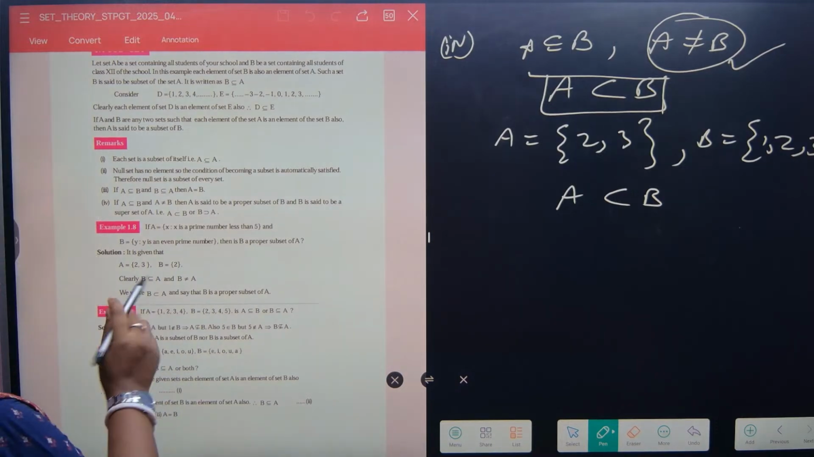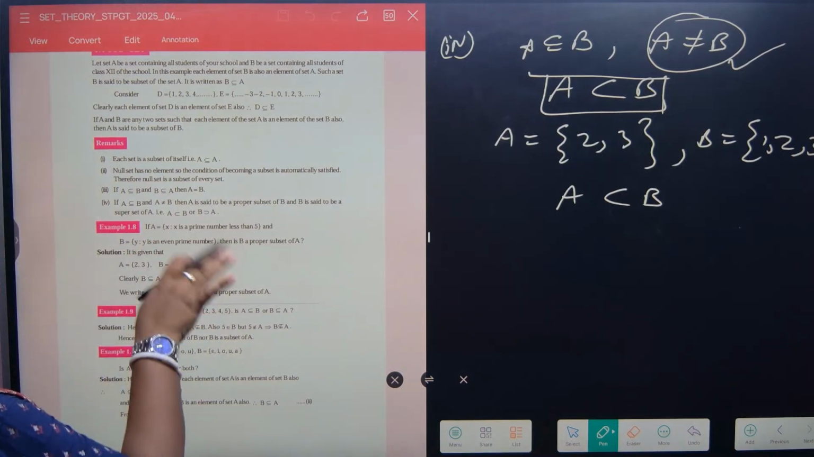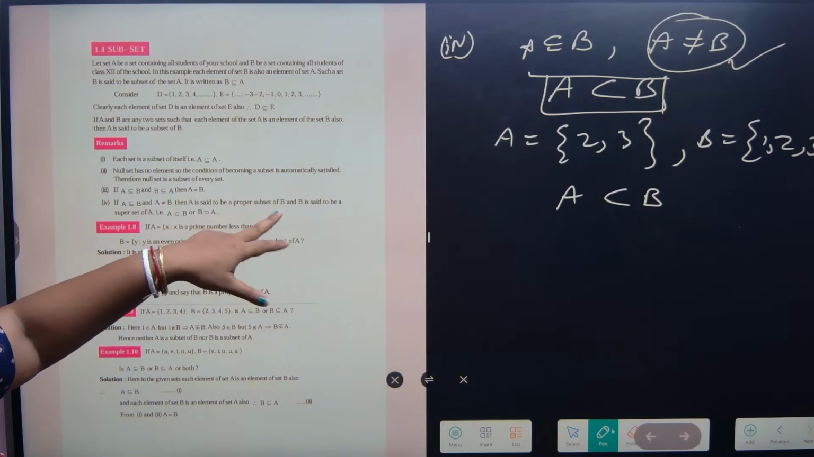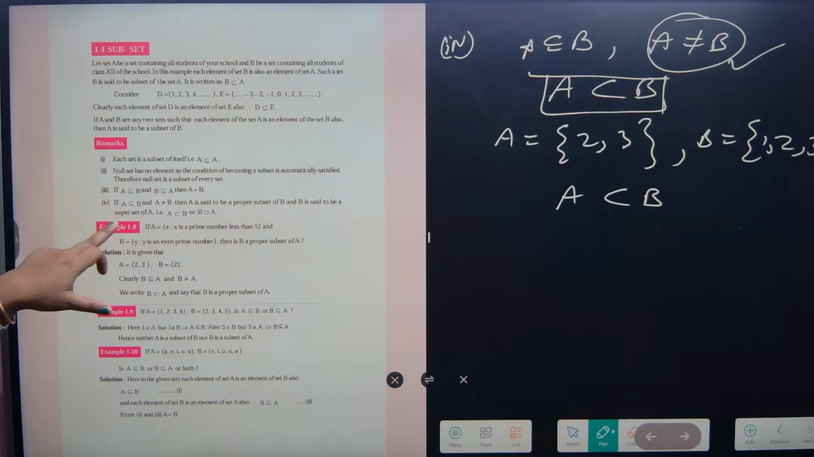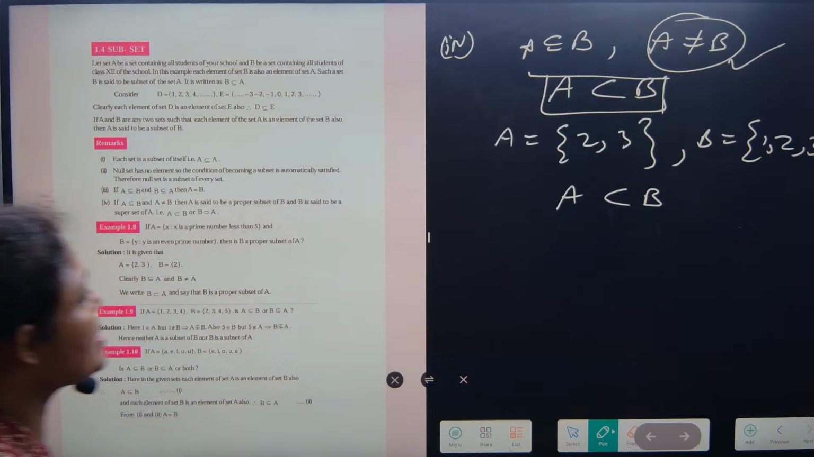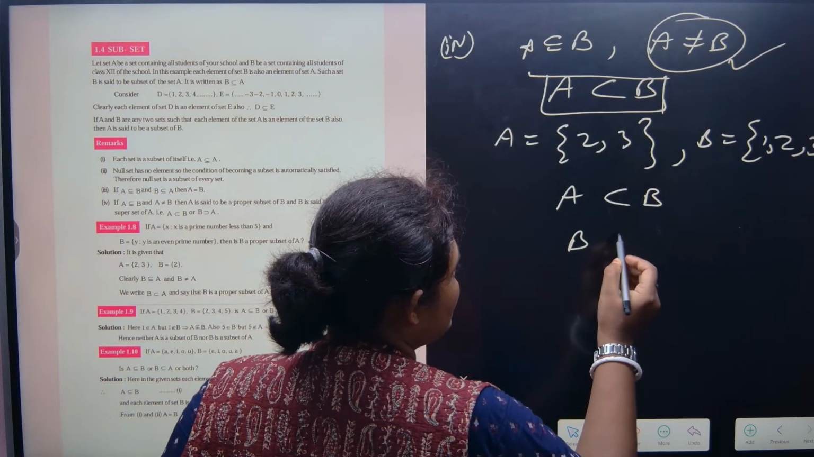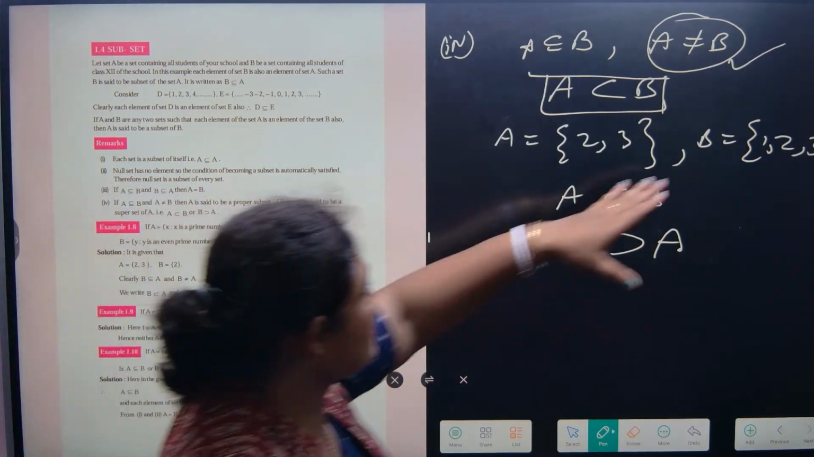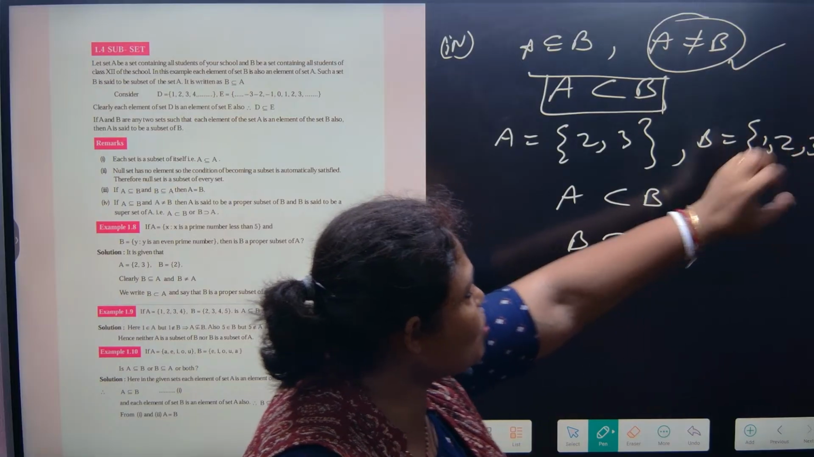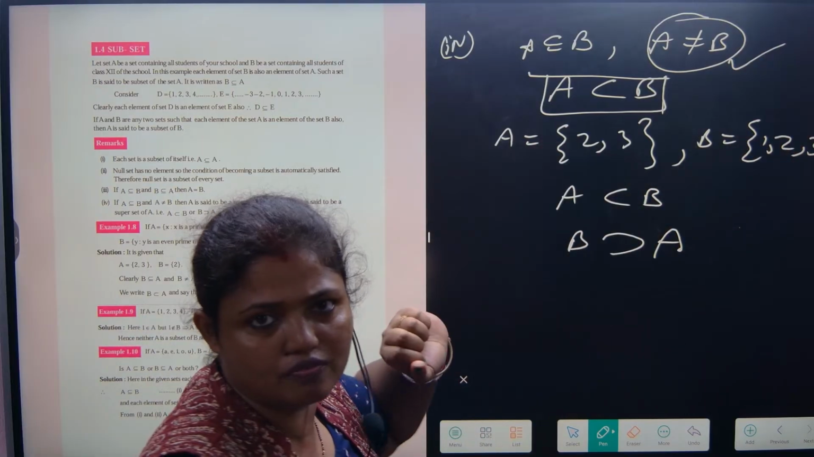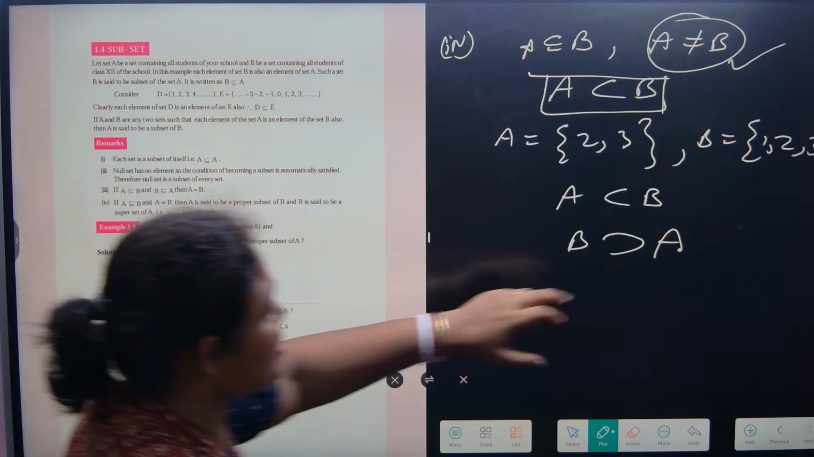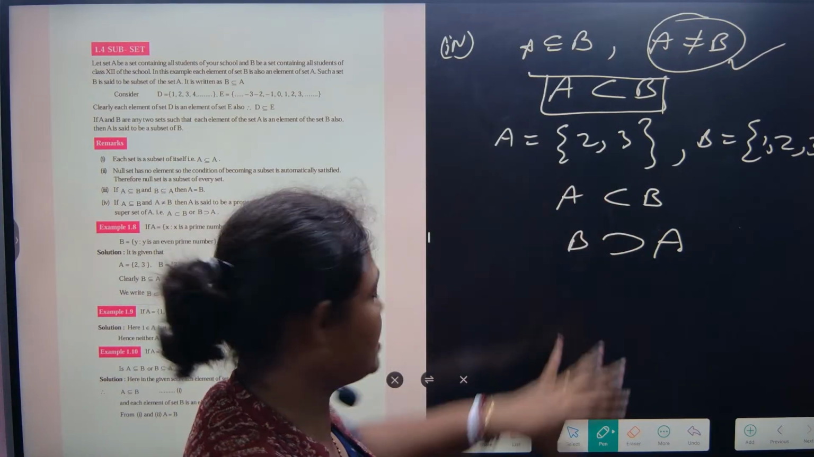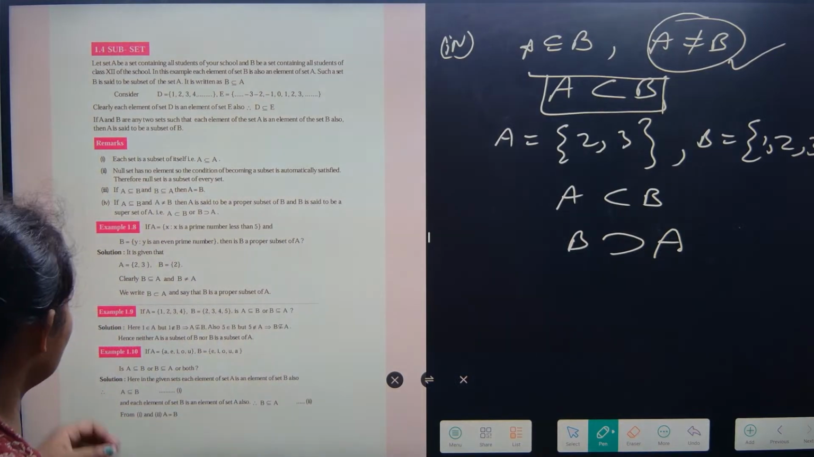Okay, see this condition, where A is a proper subset of B. B is said to be a superset of A. That means the elements of B are more than the elements of A, right? And the elements of A must belong to B. This must be there. Okay, so we are done.